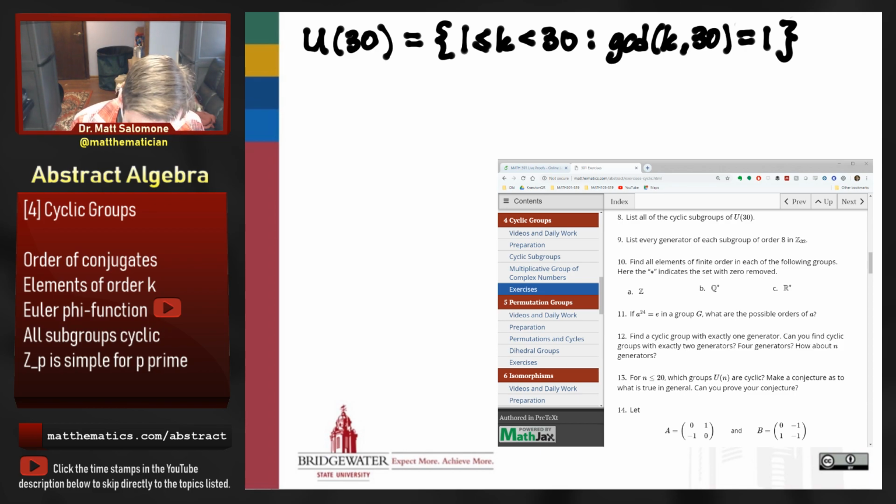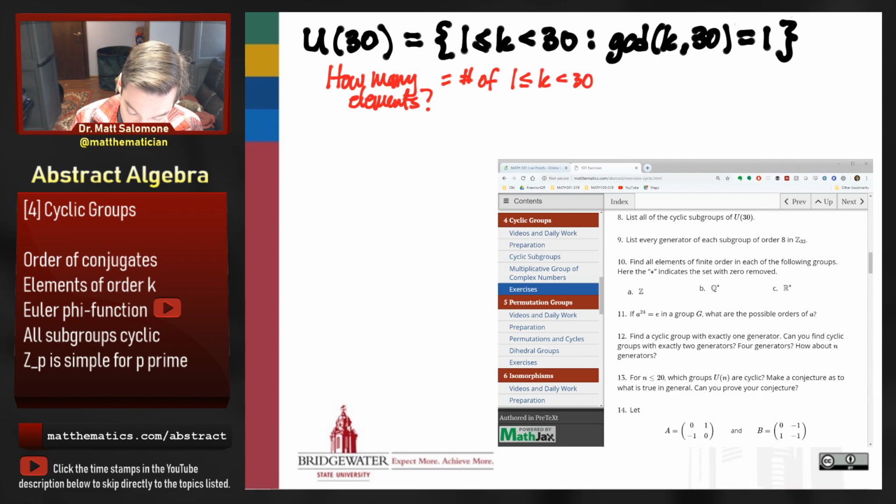Okay. So the first thing that we might ask is how many elements? What is the order of this group? Well, the number of elements is going to be the same thing as the number of k's between 1 and 30, exclusive of 30, that are relatively prime to 30. And that's, by its very definition, exactly what the Euler totient function, or the Euler phi function, was defined to count for us. Euler phi function of 30.